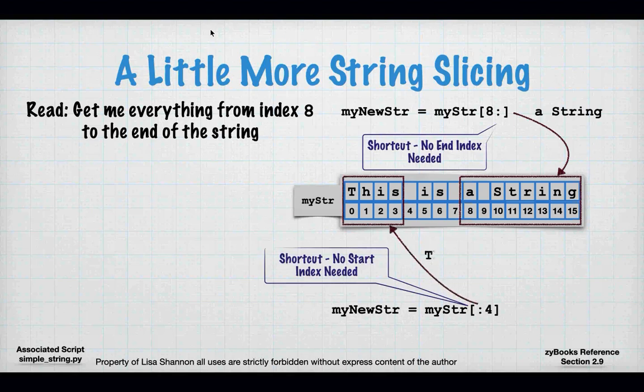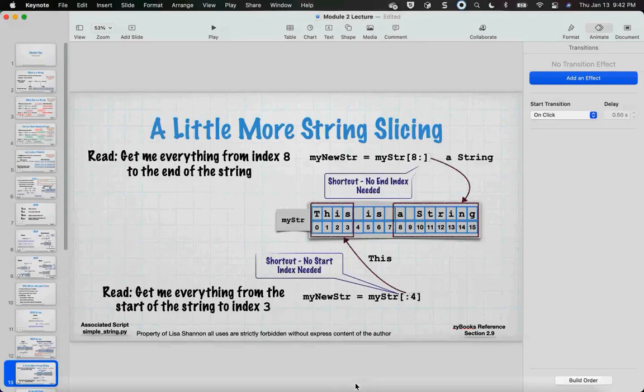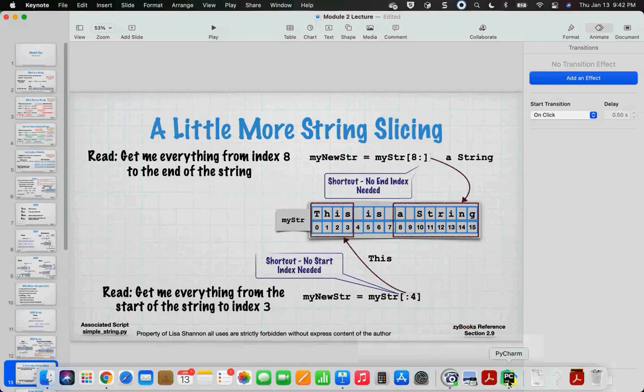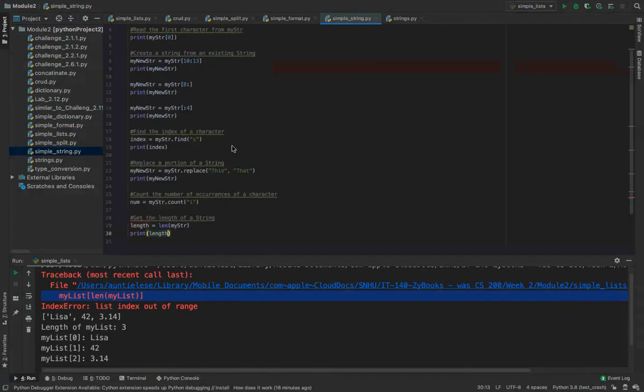The colon 4 says get me everything from the start of the string through the fourth character, or through index 3. So that's some more shorthand for slicing. So let's take a look at that in code.